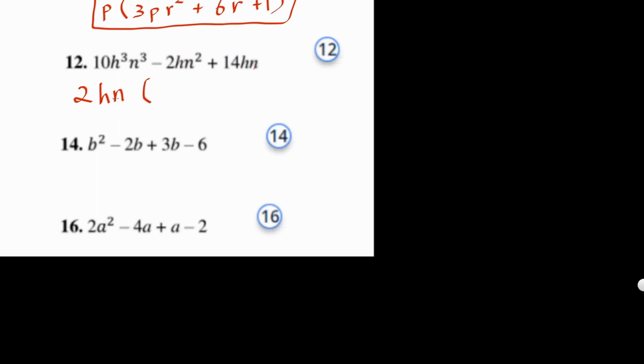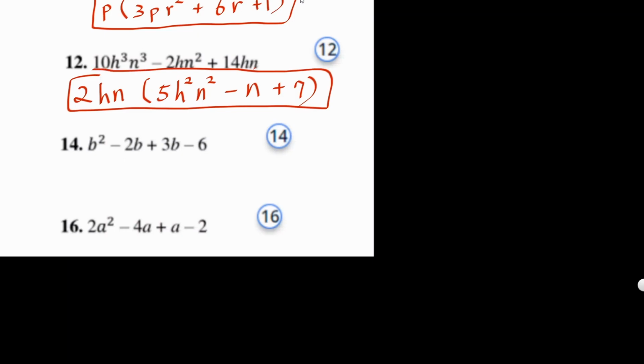Now leaving us with 2hn times what gives you that? It's going to be 5h squared n squared minus 2hn times what gives you that? Just 1, you don't have to write 1, and then it's just going to be n plus 2hn times what gives you 14? 7, right? So you could always multiply and check your answers like that. Alrighty, let me box the answer because I've been doing so.